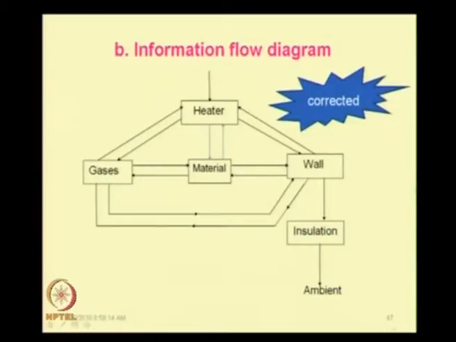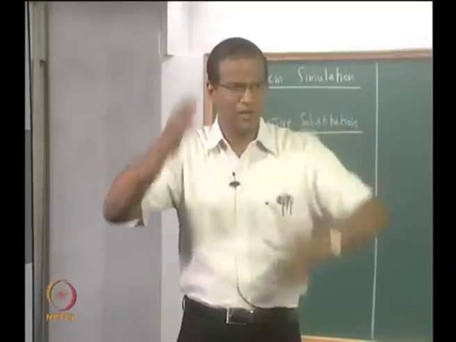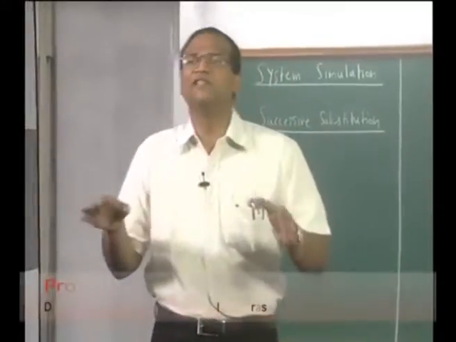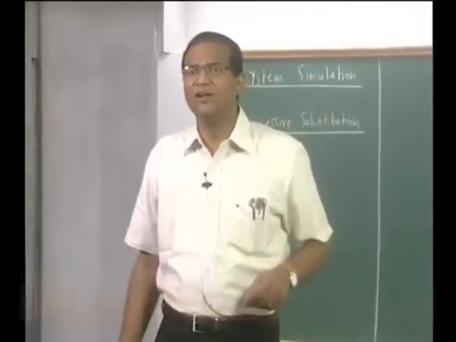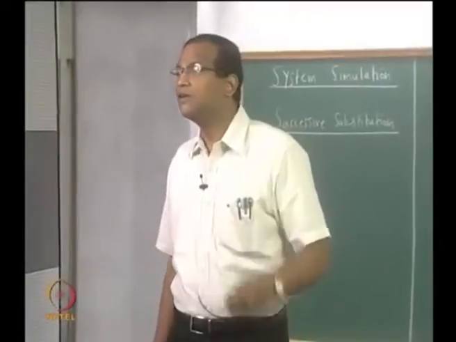So the heater to the wall, the heater to the material, you can have radiation, right, and since all bodies above 0 Kelvin radiate heat, radiation should always be indicated by a two-way arrow. Radiation will cease only if something approaches 0 Kelvin. Unfortunately 0 Kelvin has not been reached, and if 0 Kelvin is reached we will have other problems, like we cannot define properties.